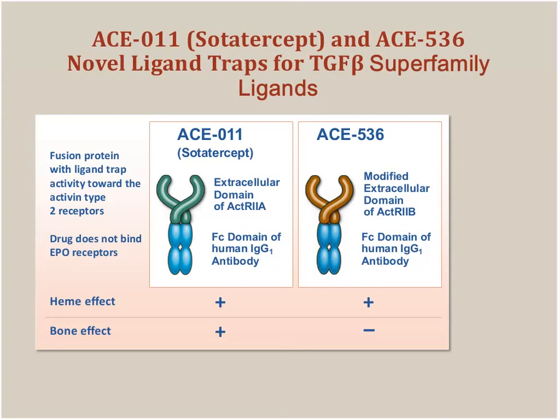The last couple of studies involve a novel molecule, the ACE-011 or ACE-536. These are fusion proteins using the Fc domain of a human IgG antibody linked to an extracellular domain that binds with and blocks the activin 2 receptors. Two different molecules. One molecule, sotatercept, has effects on both heme and bone, whereas the 536 molecule has only heme effects.